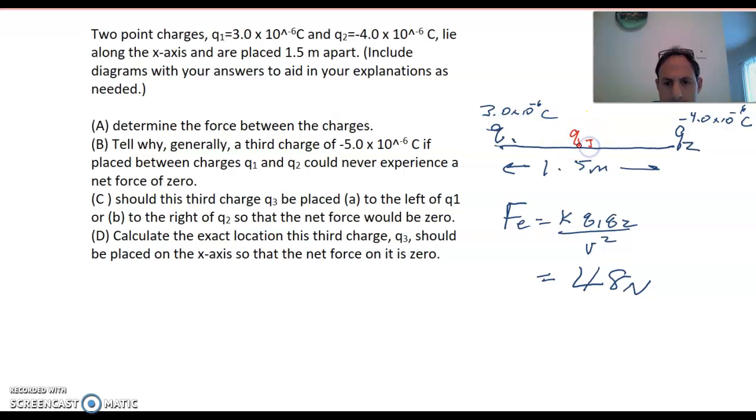There we go. Q3 of negative 5.0 times 10 to the minus 6 coulombs, right? And where could it be placed, or could it be placed anywhere so that the net force is 0? Okay, well, if you look at the magnitudes, as I look at this question B, I don't think it was worded very well, because D is asking for an exact location that the net force could be 0.